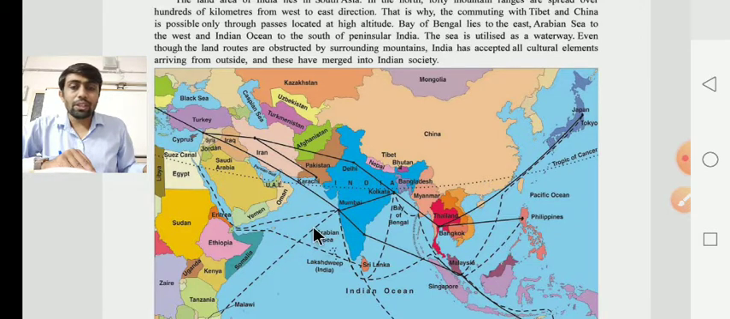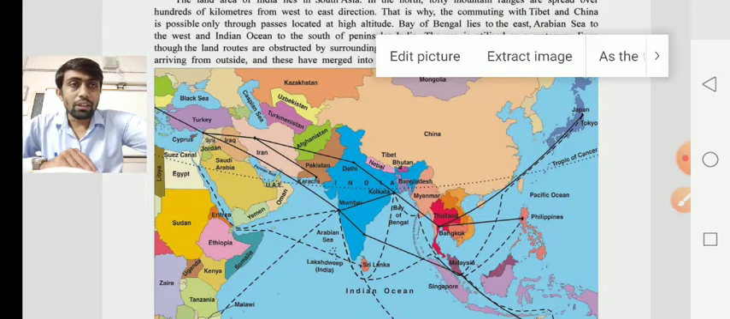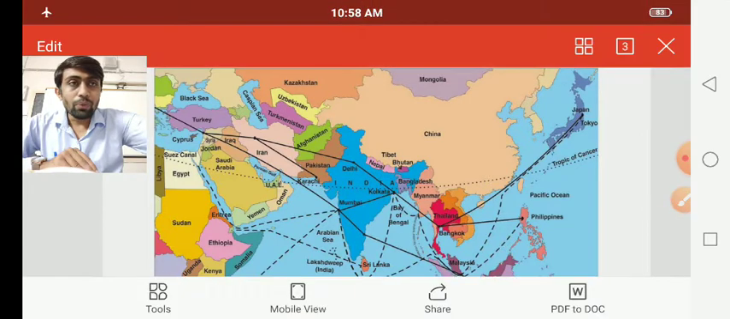Here the Arabian Sea is in the west direction. If you see the Indian Ocean, which direction does the Indian Ocean have? South direction is there, and this is the whole map of India. You have to see the location of India in this map.